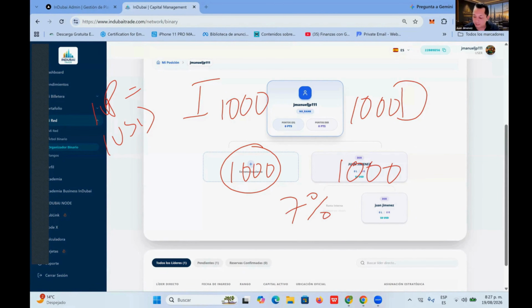Are you following me? How much is 7% of the balanced points? 70. Yes? And that way you are back to zero again, and that's it.